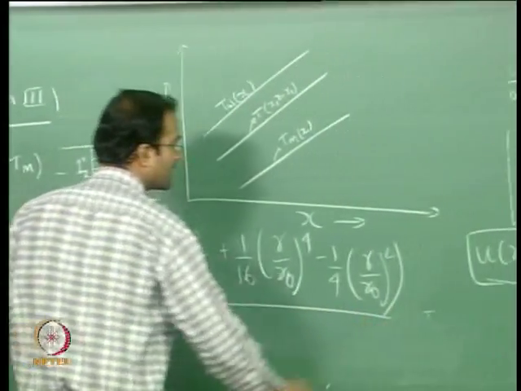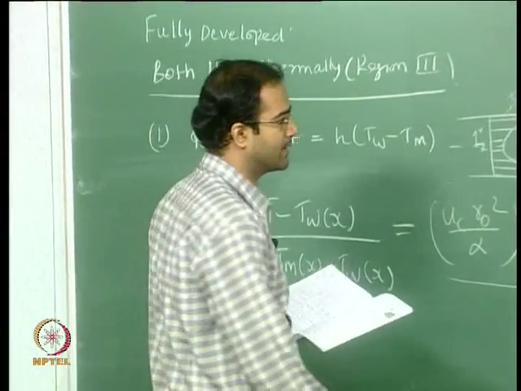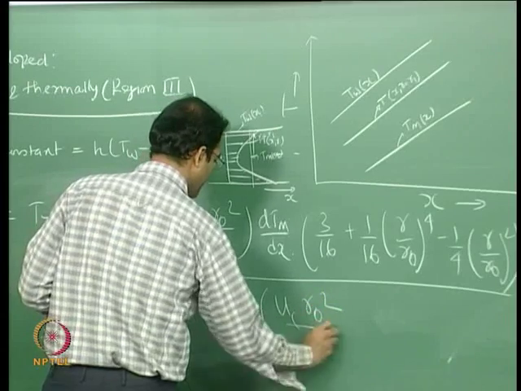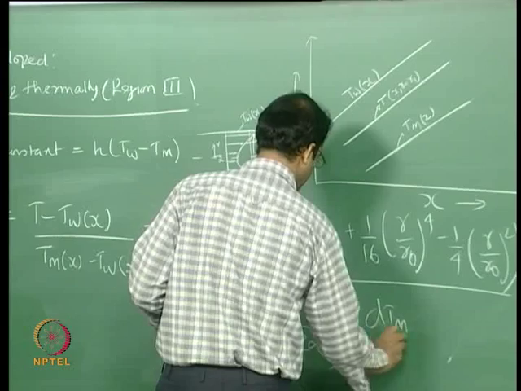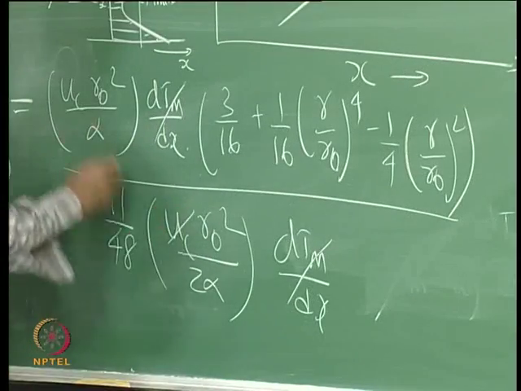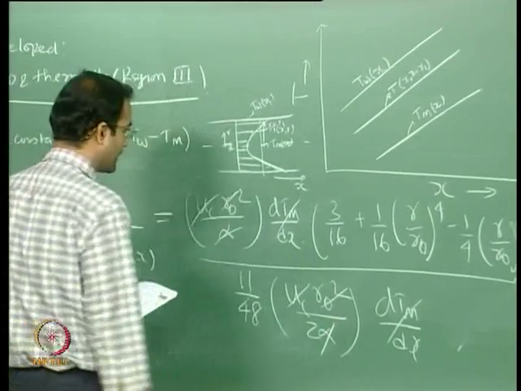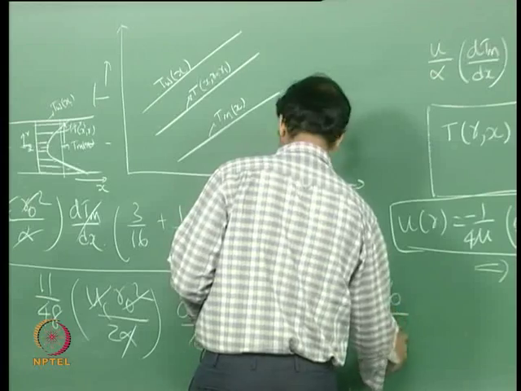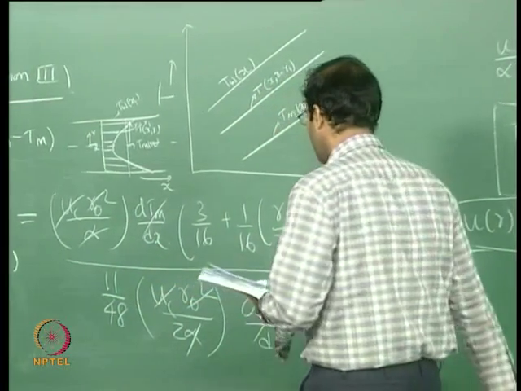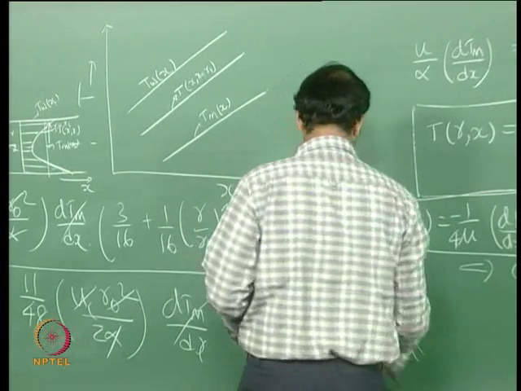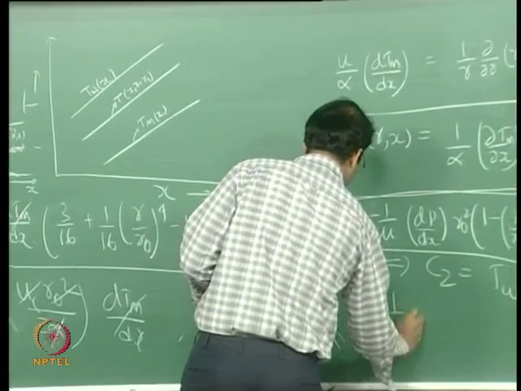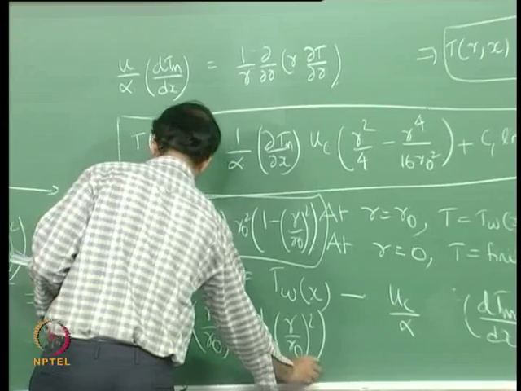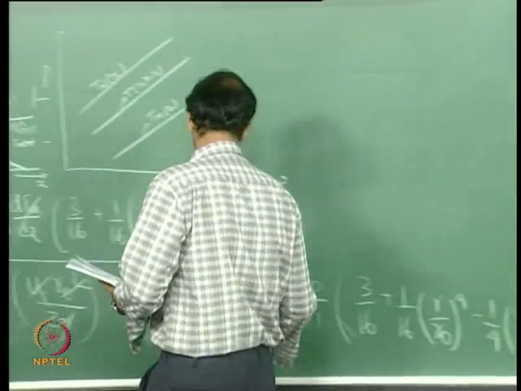There is a minus sign, but in the numerator and denominator the minus sign cancels off. Similarly Tm minus T wall will be minus of that, and I cancel the minus sign. This will be 11 by 48 into uc r naught square by 2 alpha into dTm by dx. So dTm by dx cancels, uc r naught square cancels, alpha cancels out. This will give you an expression as 96 by 11, because you have 48 into 2, into this entire factor, 3 by 16 plus 1 by 16 r by r naught to the power 4 minus 1 by 4 r by r naught square. So this is your final expression for theta.